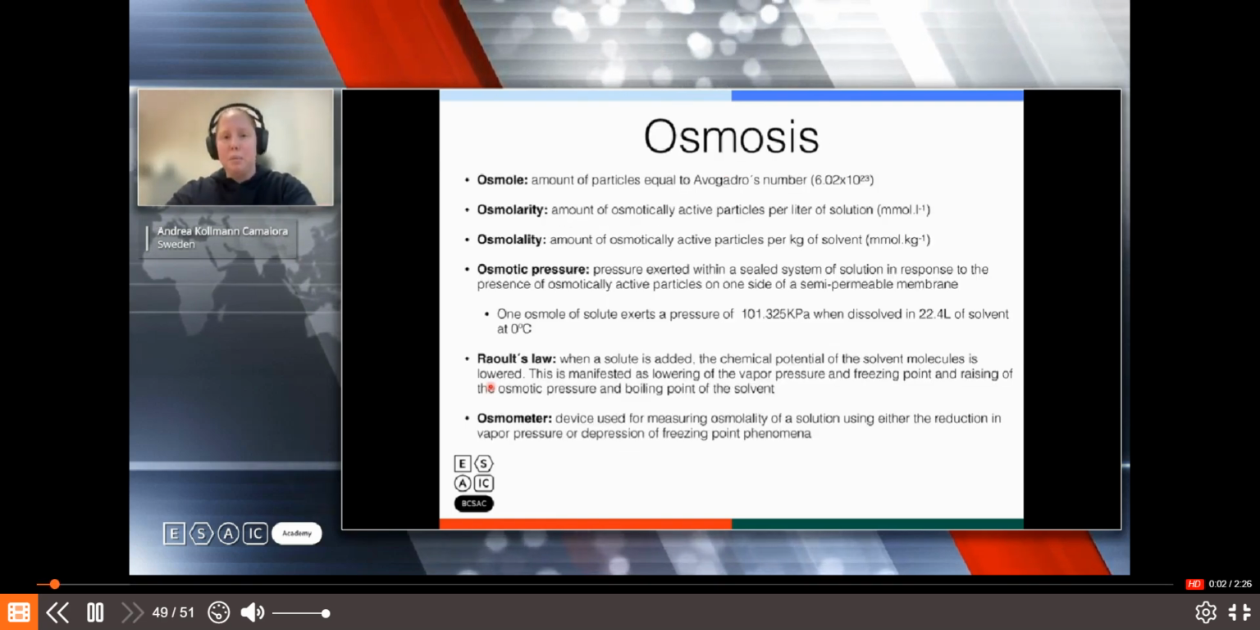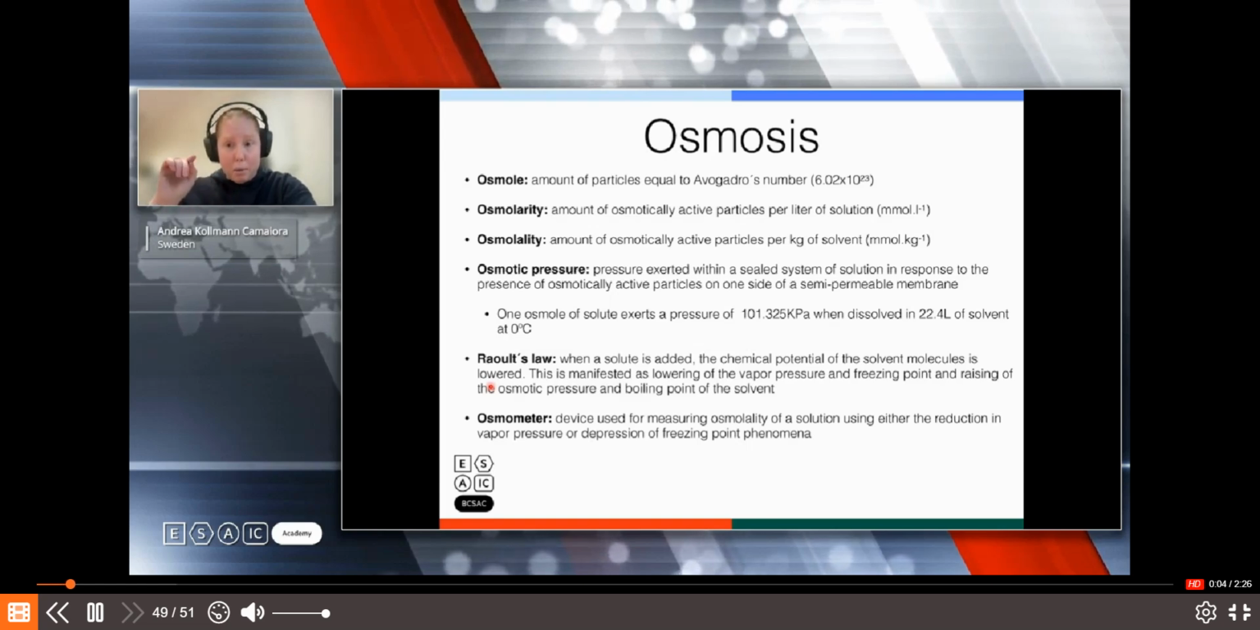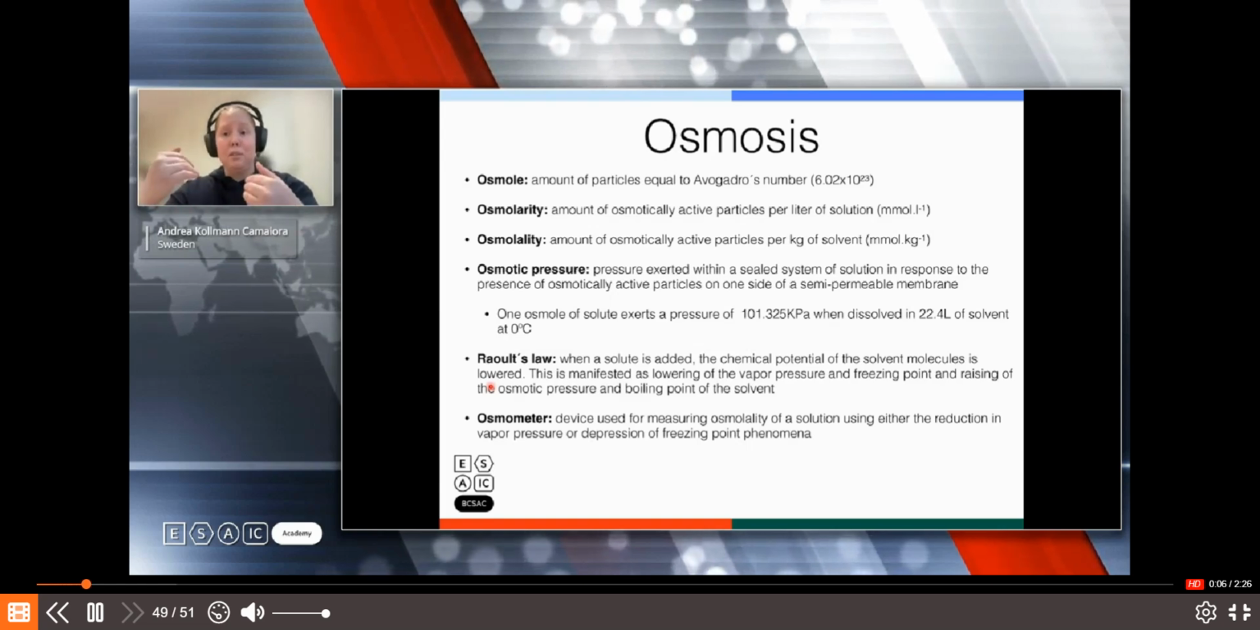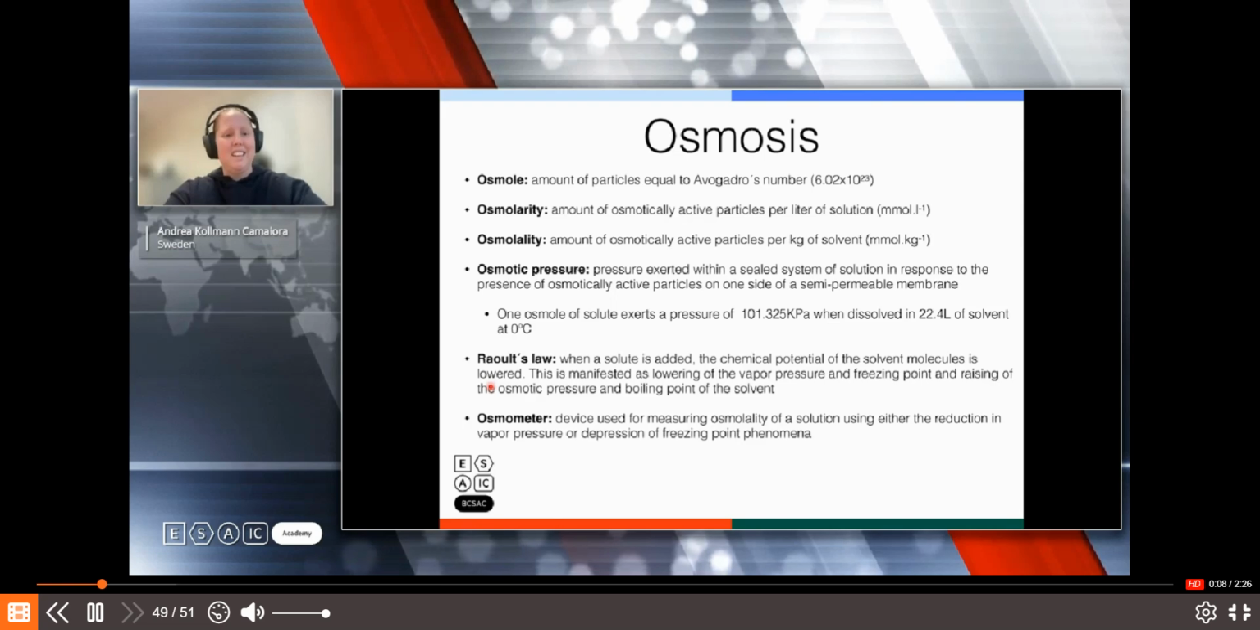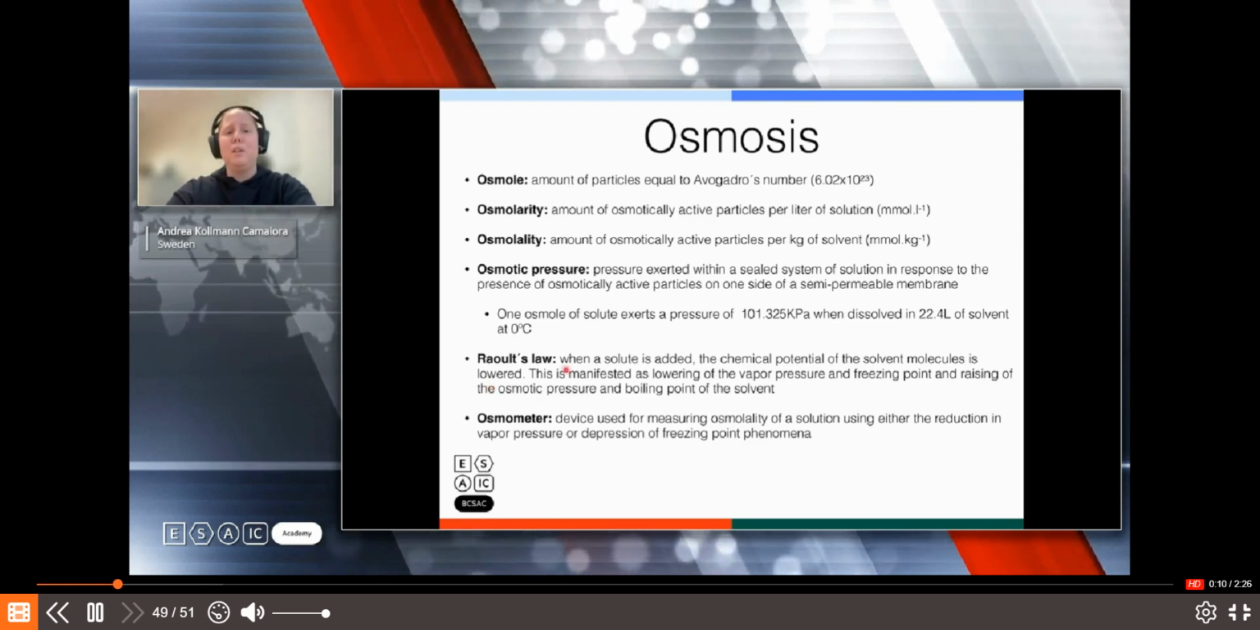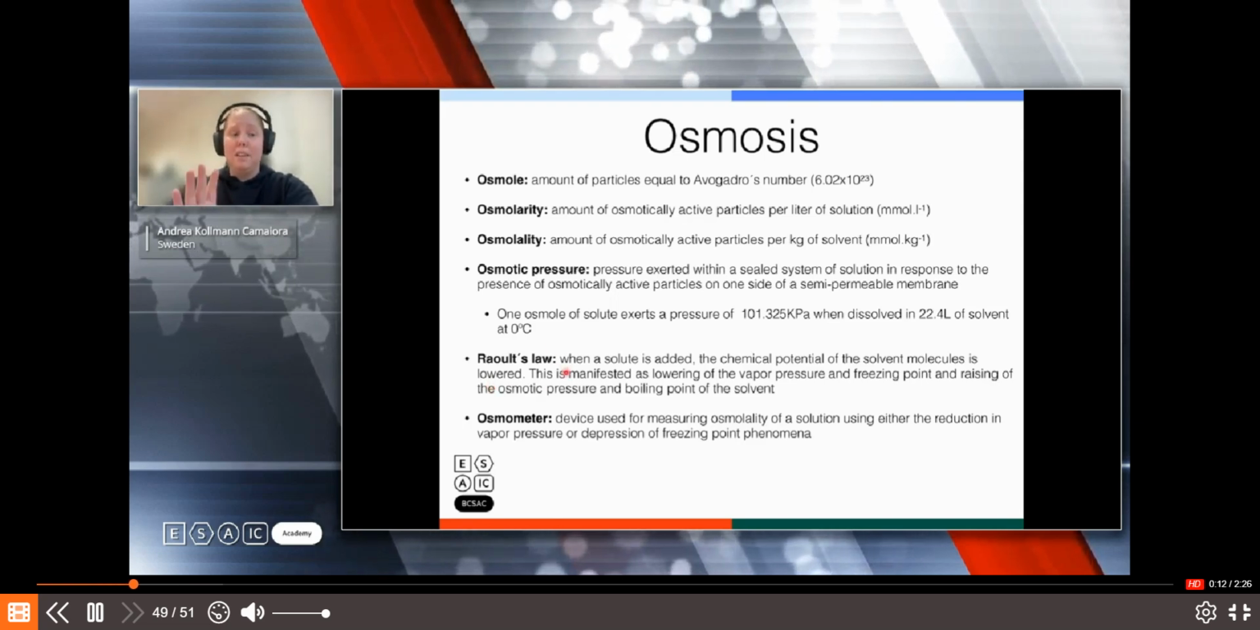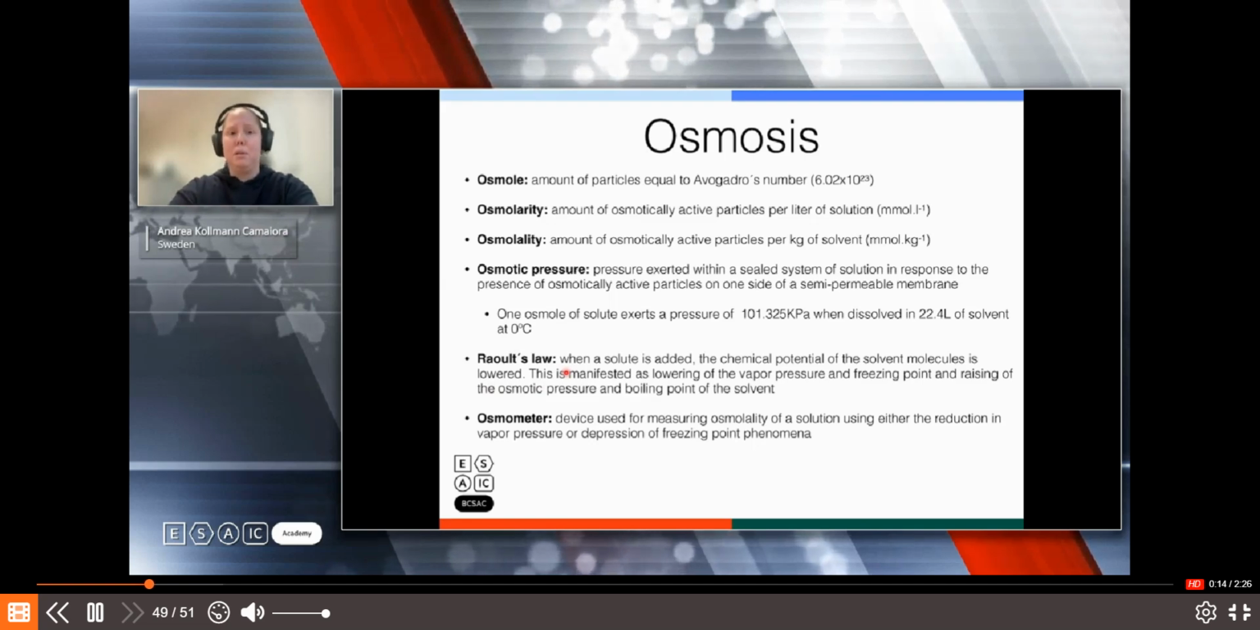Then we're just going to take a moment and go through this slide, because a lot of questions have come about osmosis. I actually got it in my exam. They asked me about Raoult's law. So this has come in the exam many times before, so we're just going to go through it.